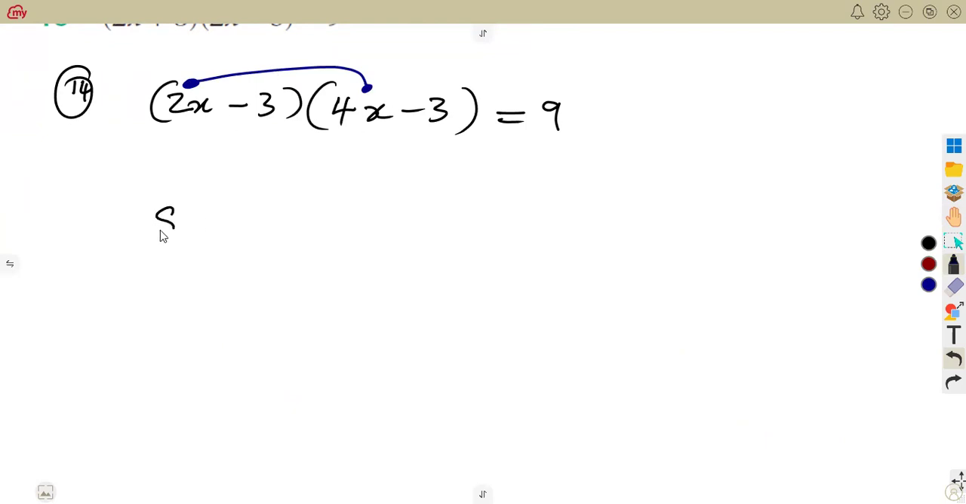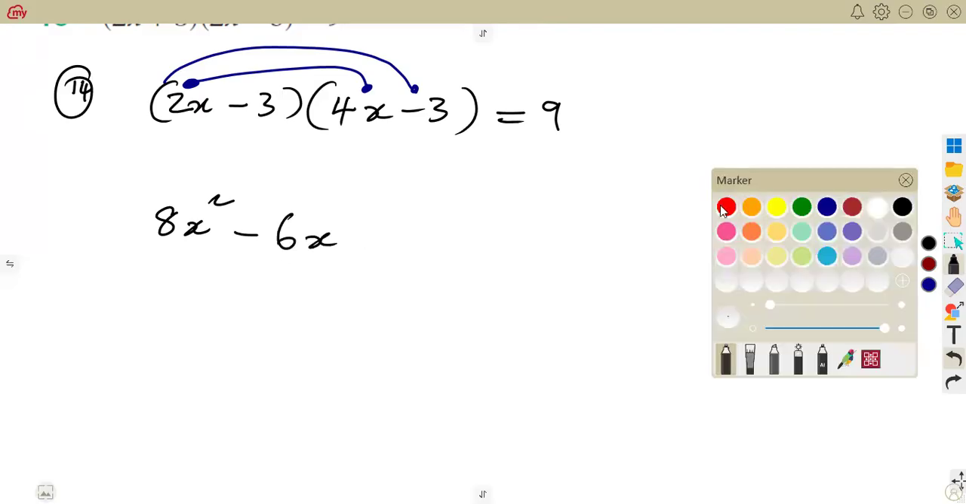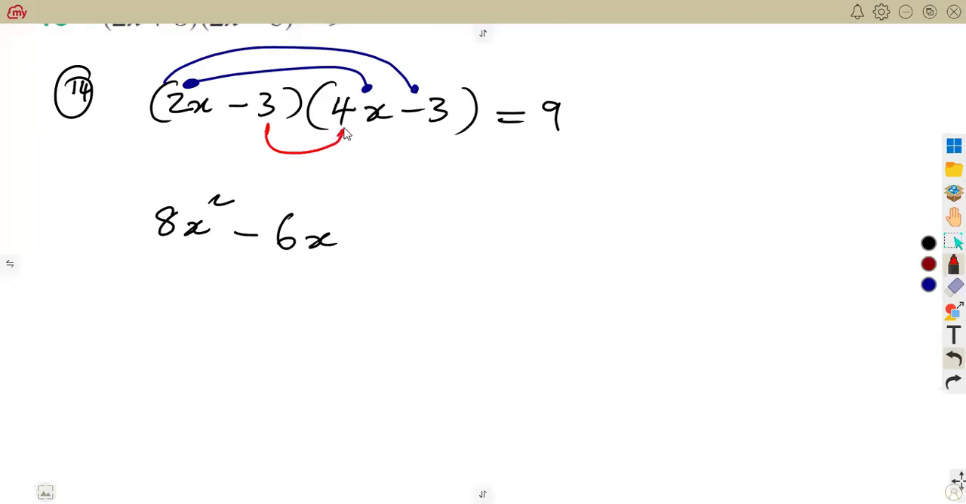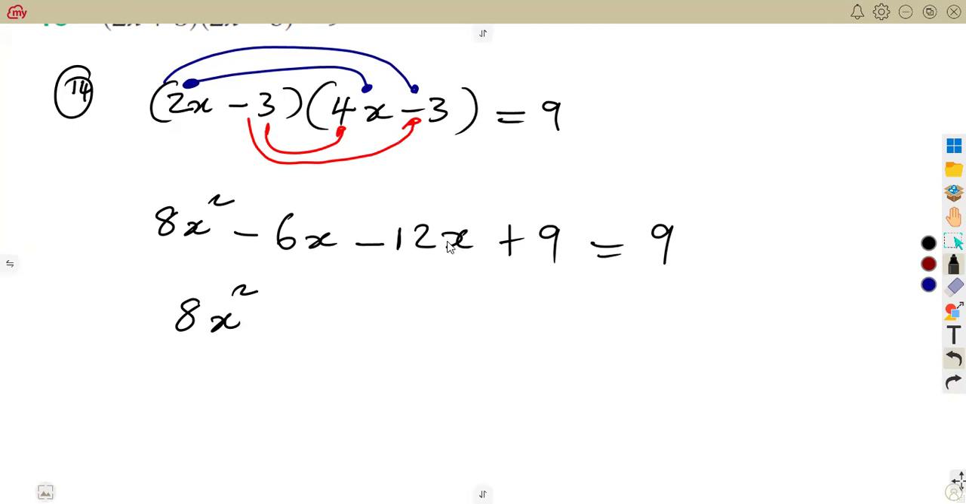So that's 2x and 4x, which is going to give you 8x squared. The 2x and the 3 is going to give you negative 6. So that's negative 6x. We have negative 3 into this bracket, negative 3 and 4. That is going to give us negative 12x. We do the same thing, negative 3 and negative 3 at the end. That is going to give us a positive 9. All right. And this is, we are going to have 8x squared minus 6 minus 12. This is going to give us minus 18. So that's minus 18x plus 9 equal to 9.